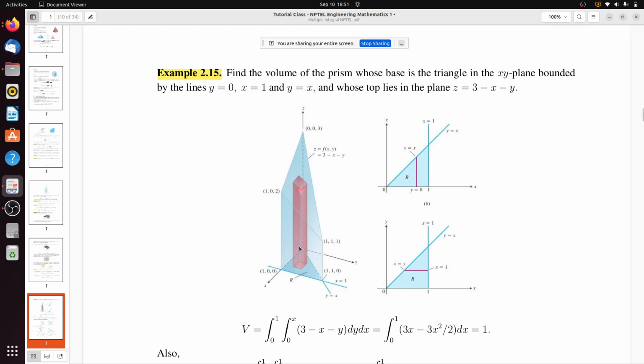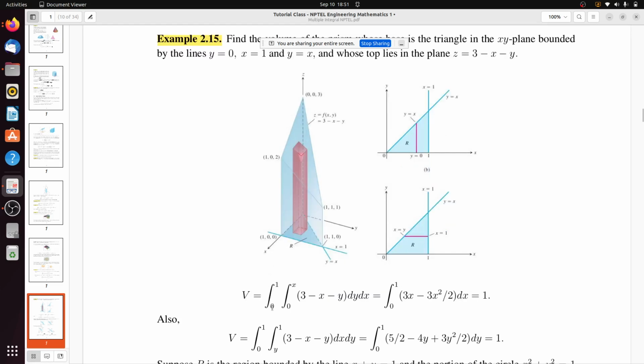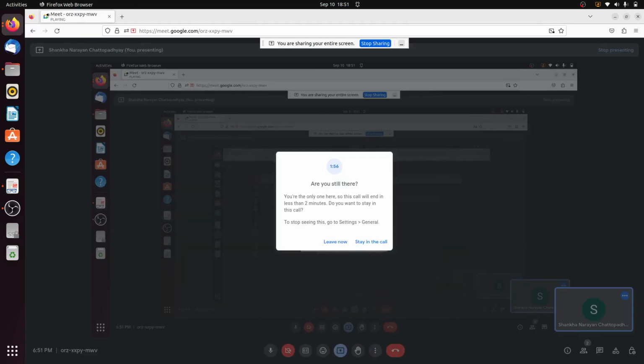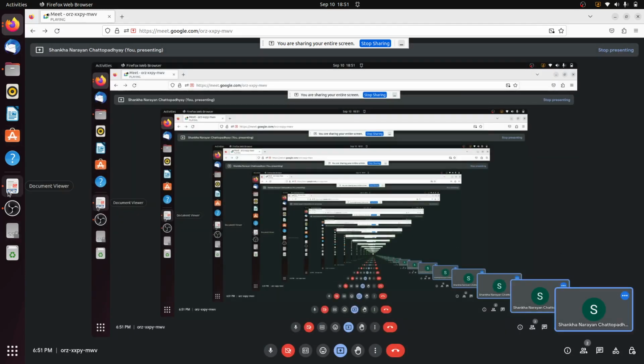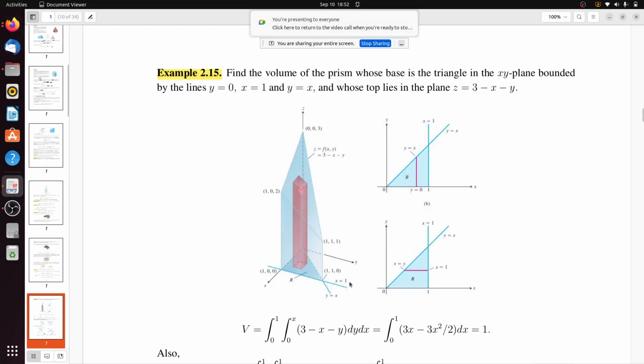So our domain of integration is: first x equals 0 to 1, then integration. So if you just find the volume of this prism whose base is the triangle, bounded by y equals 0, x equals 1 and y equals x, and whose top lies in the plane z equals 3 minus x minus y.